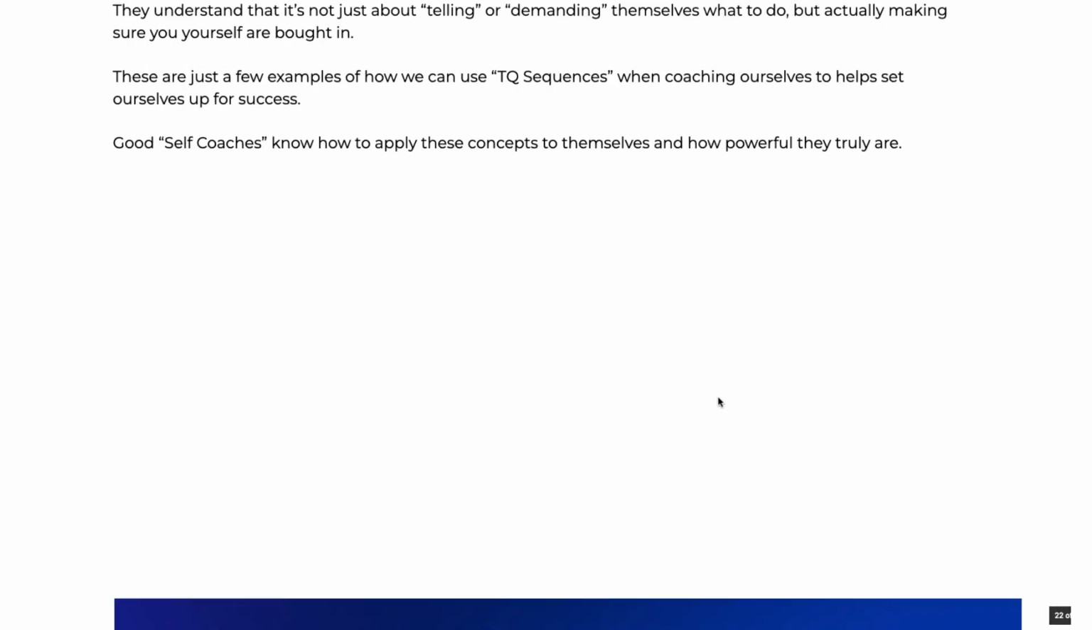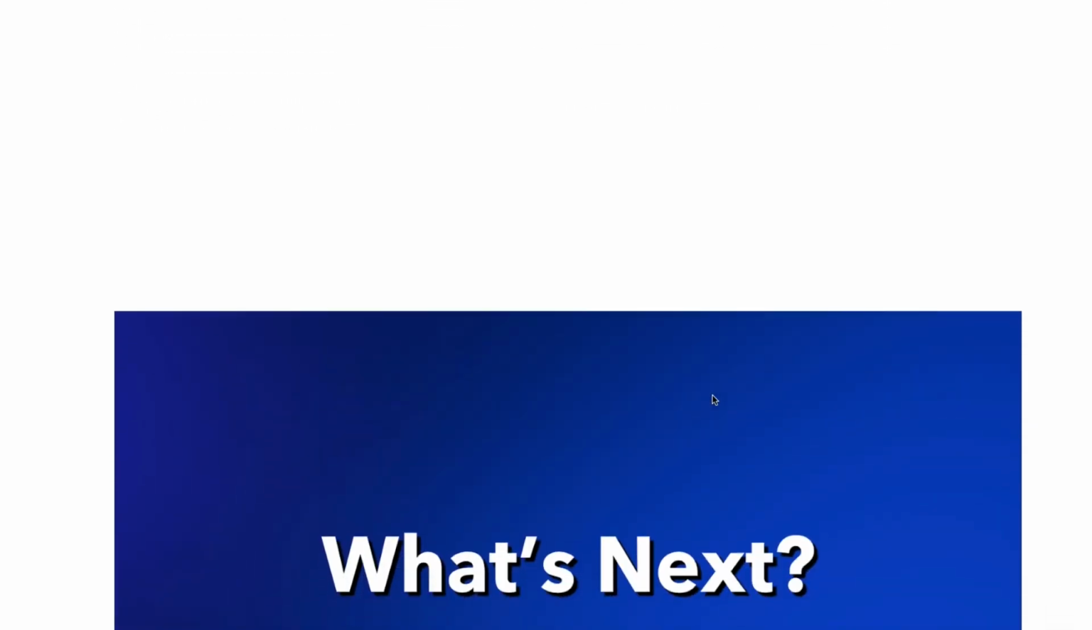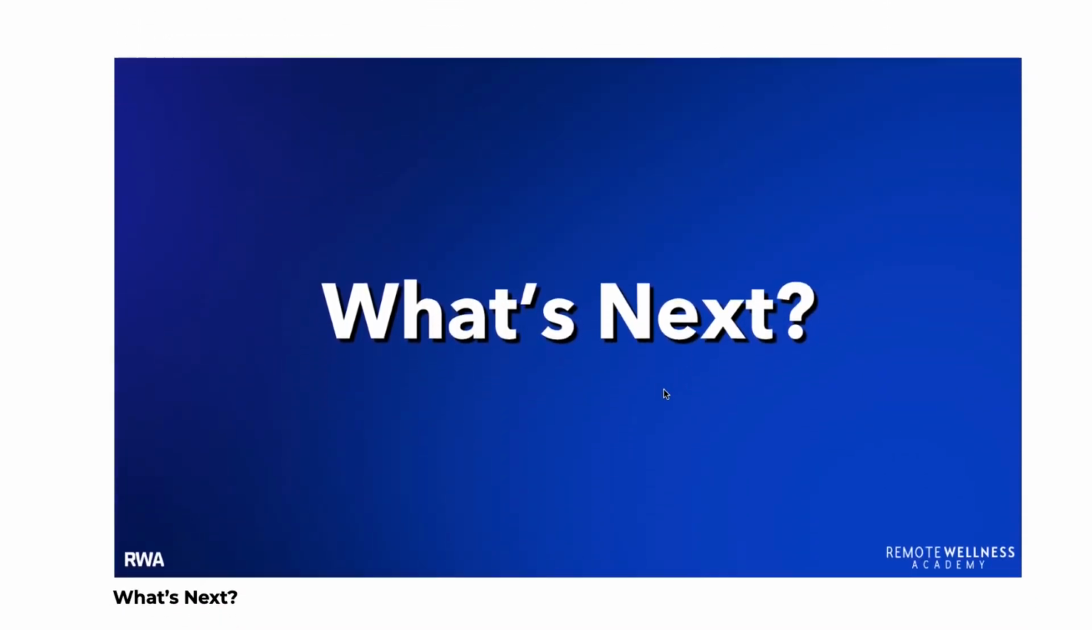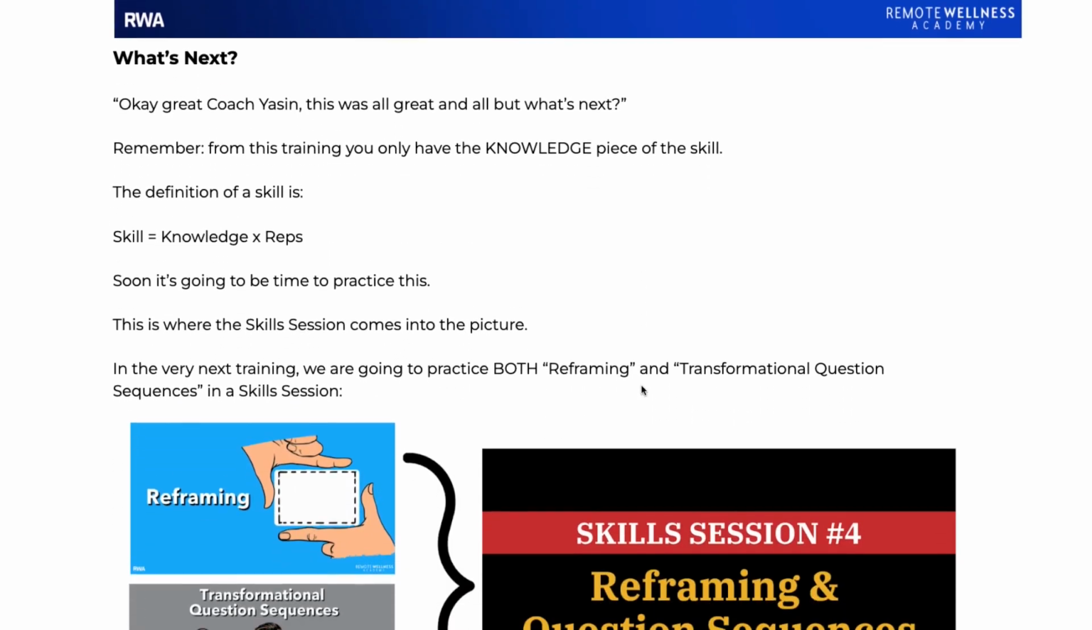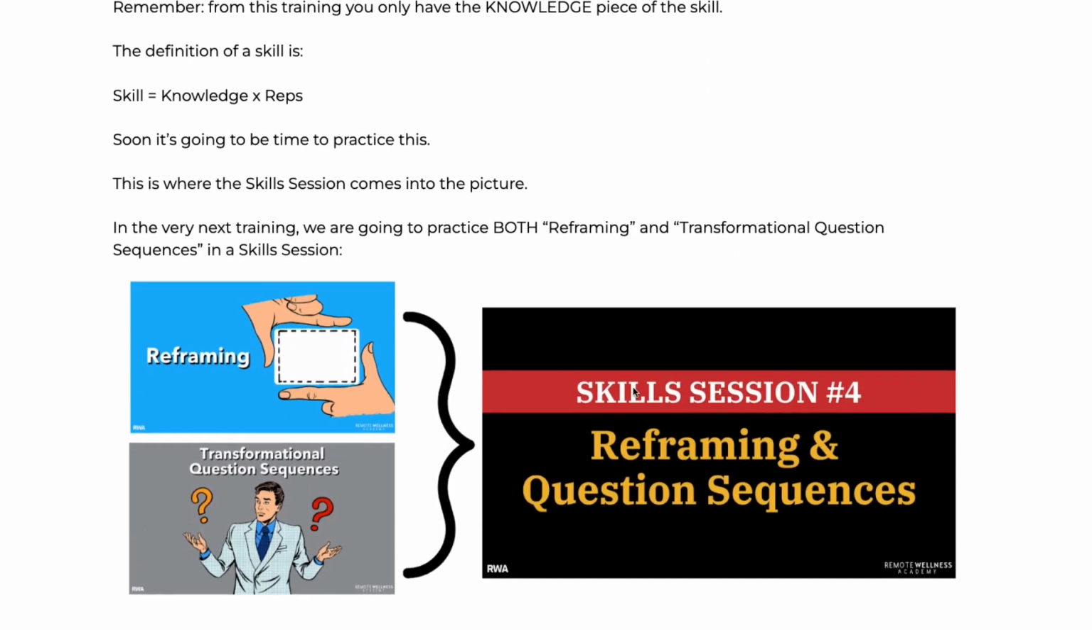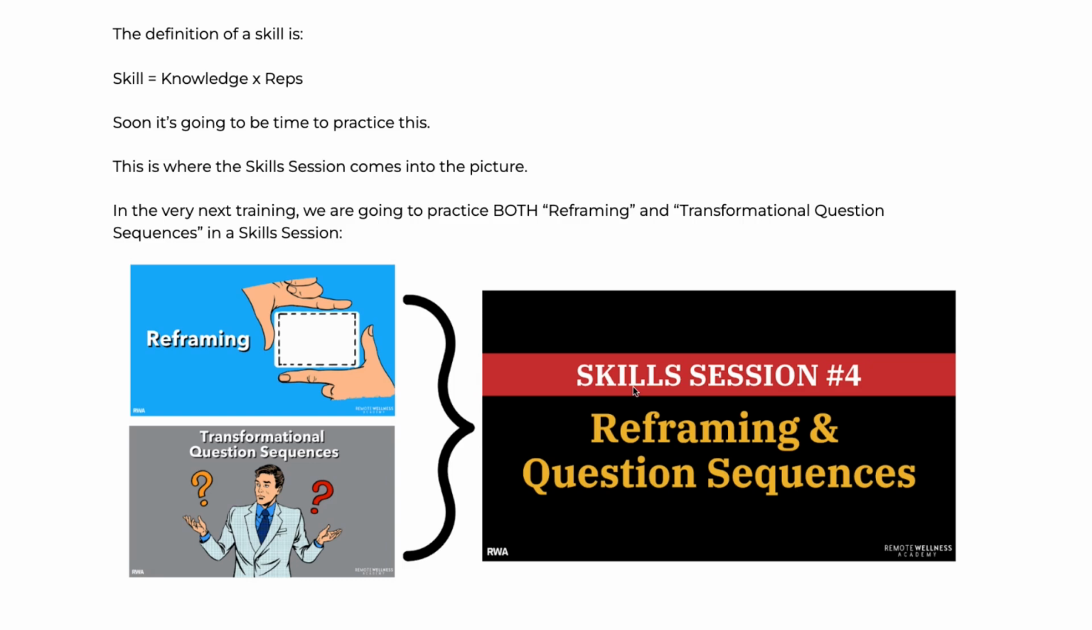Okay, so with that being said, that is the transformational question sequences training. What is next? Obviously, you get the gist at this point, I'm sure. Skill equals knowledge times reps. This training has given you the knowledge. We're now going to go ahead and put it into practice with the reps inside of skill session number 4, which is all about reframing and question sequences. And we are going to be doing that with the reframing concept as well.